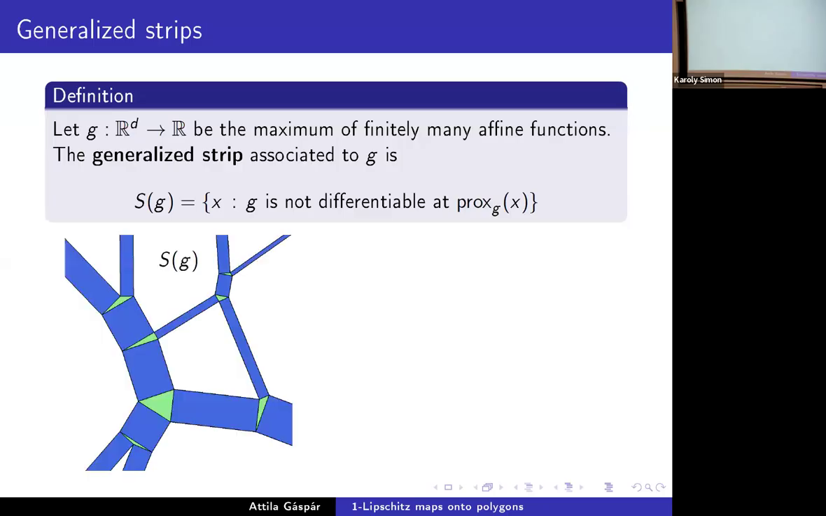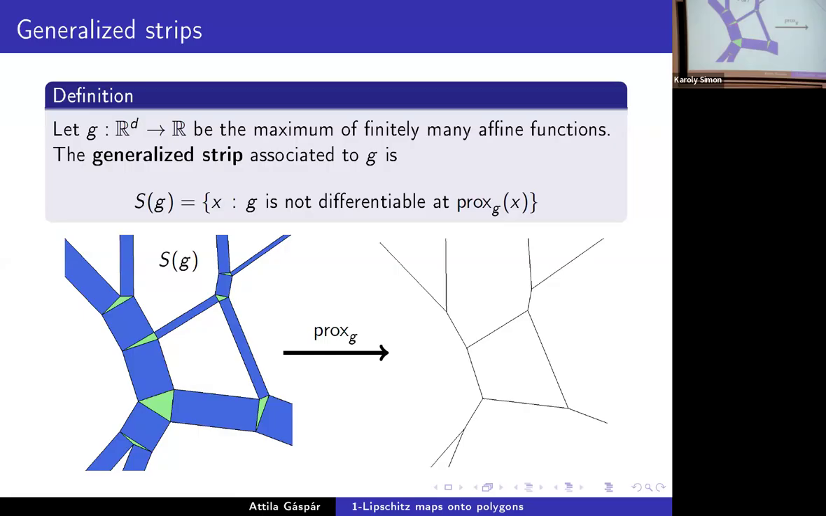This definition is not very intuitive. Let's see an example. Here you can see an example of a generalized strip. As you can see, it has these blue parts which are like strips, but there are also these green parts which are junctions between the strips. Now, if we apply prox g to this set, then by the definition, the image consists only of points where g is not differentiable. But since g is a polyhedral function, its non-differentiability points can be covered by finitely many lines.